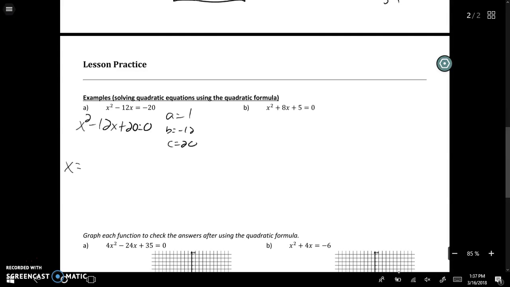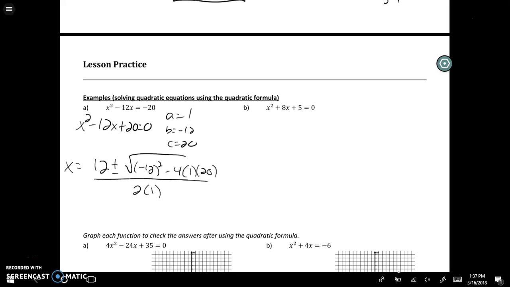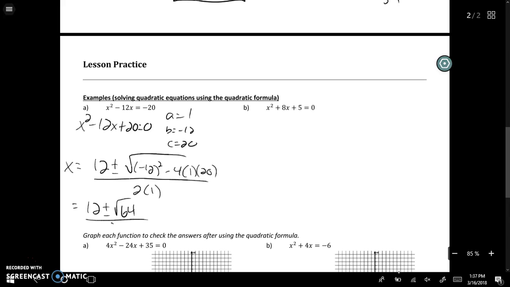We go x equals negative b plus or minus the square root of b squared minus 4 times a times c, all over 2a. Okay, if I do this stuff here, I get 144 minus 80. 144 minus 80 is 64. So I've got 12 plus or minus the square root of 64 over 2.